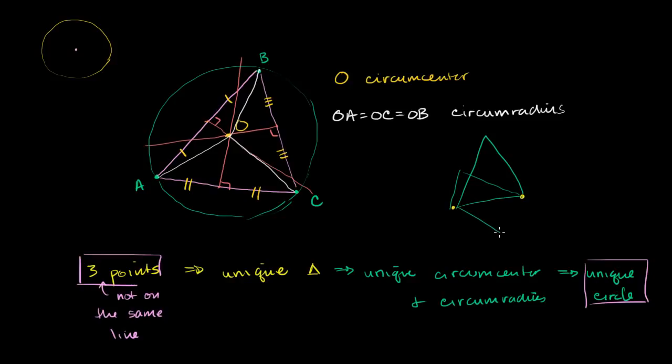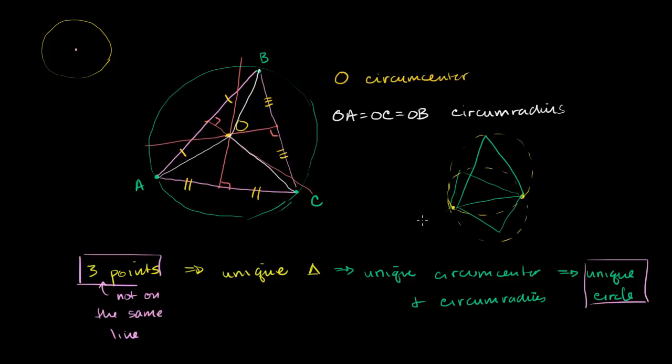I can construct this triangle. And all of these triangles are going to have different circumcenters and different radiuses, and so they're going to have different circles that circumscribe about those triangles. So this one, for example, would be one circle that could circumscribe that triangle. You could have this circle right over here.